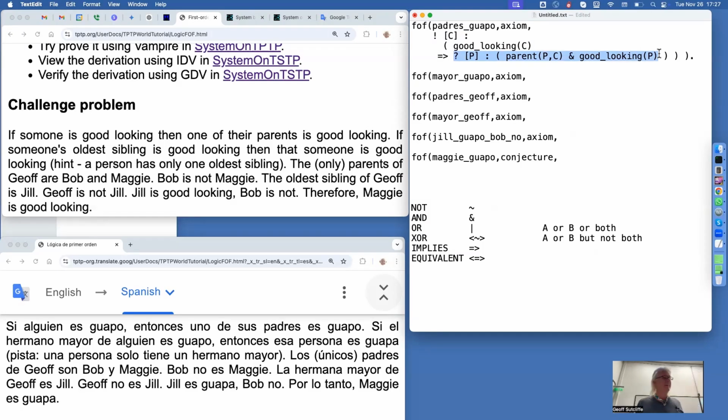Logic, eh? Because it could be your mother or your father. So it just exists one. There exists one of their parents. So we say this is true for anybody. True for you, true for me. So it's for everybody.